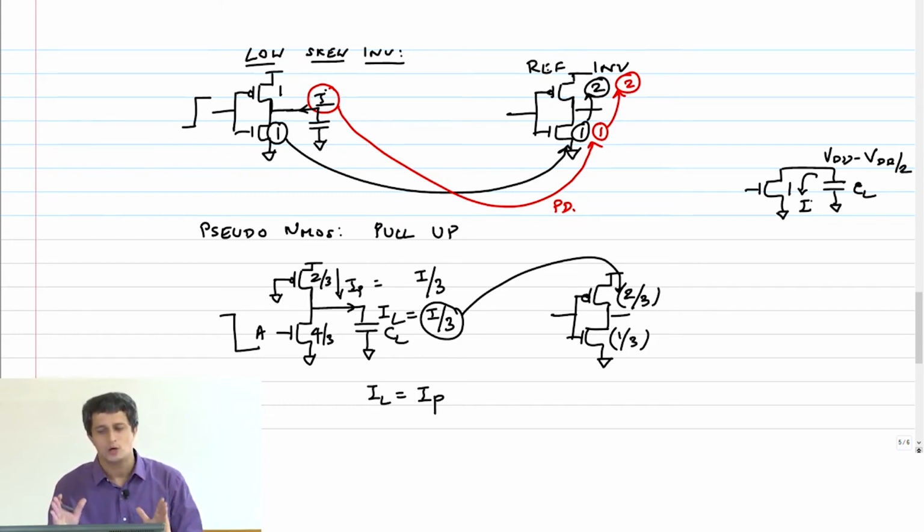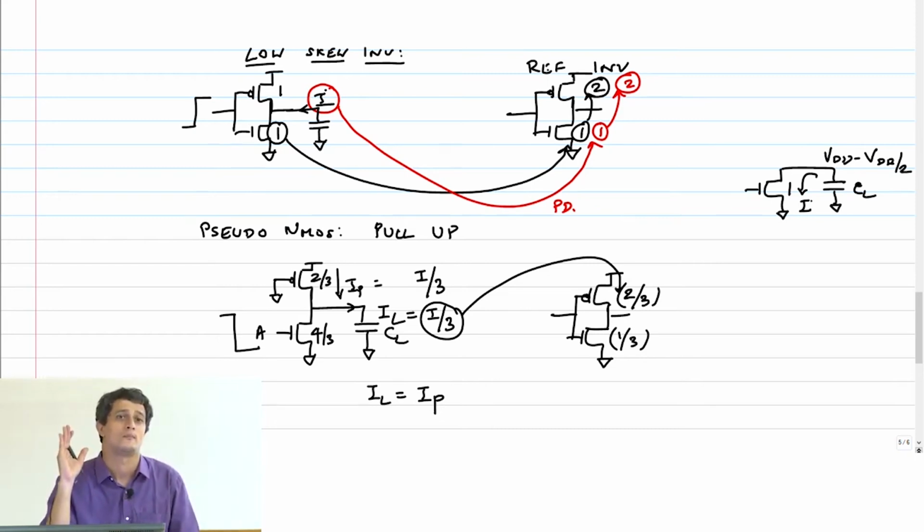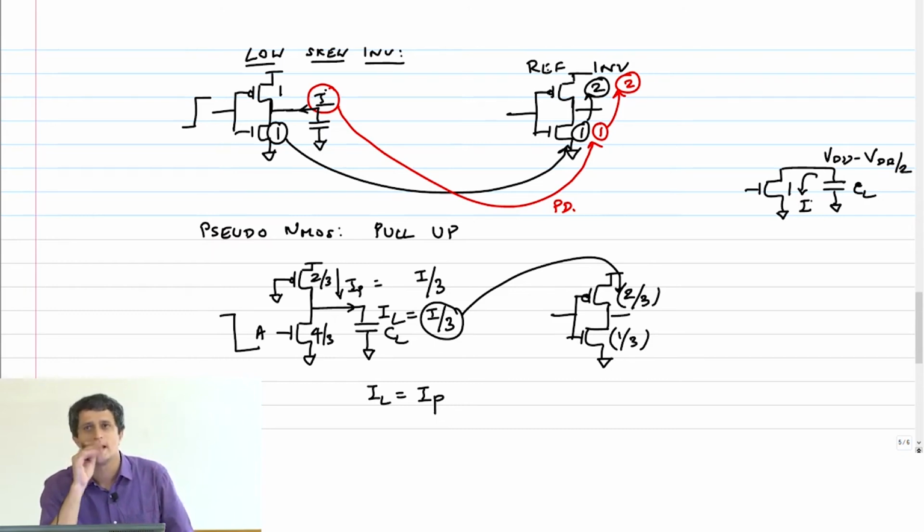So it's very important to recognize that we have not been doing anything wrong or inconsistent. It's just that I could interchangeably talk about resistance and current because there was no other current there. In pseudo NMOS, I cannot do that. I have to do it very carefully. Clear? Any other questions?